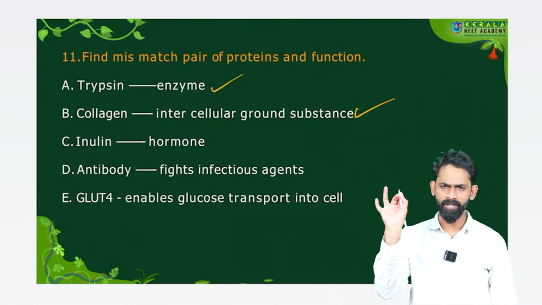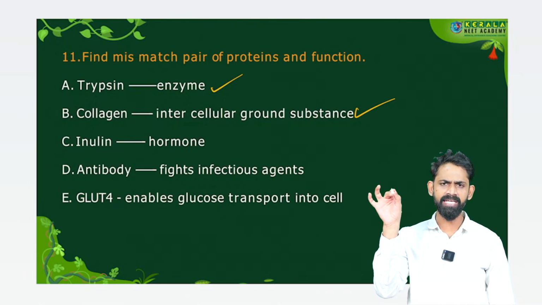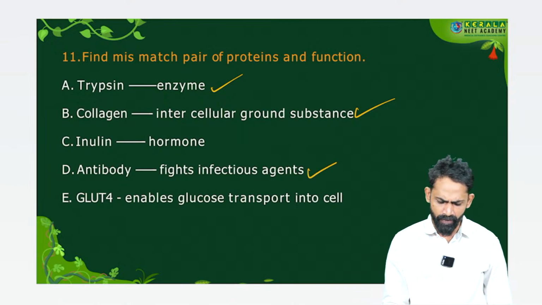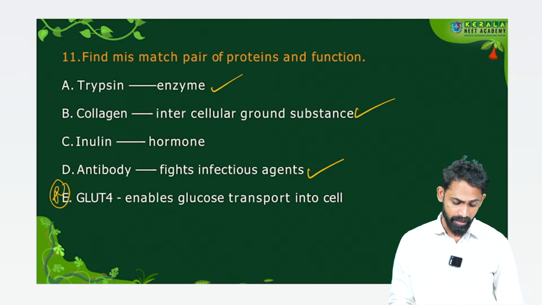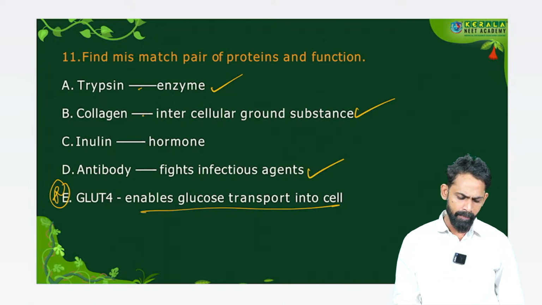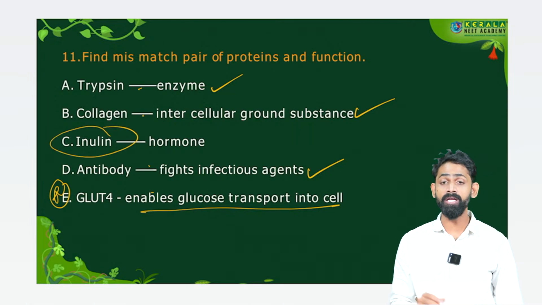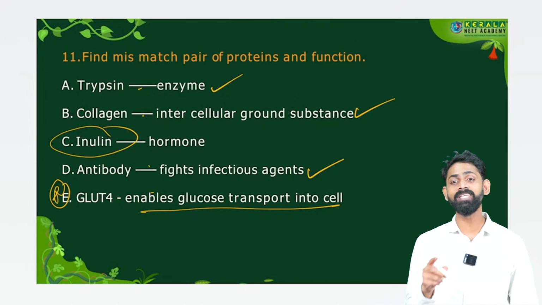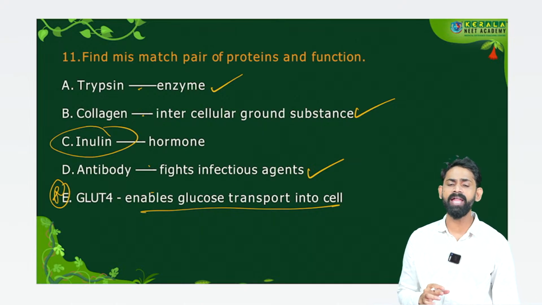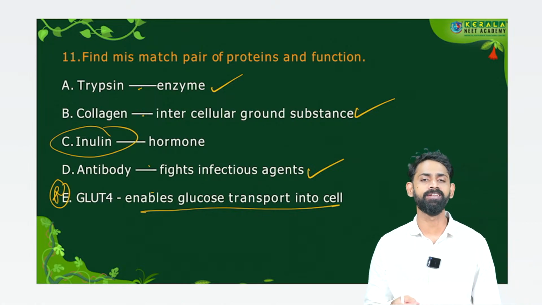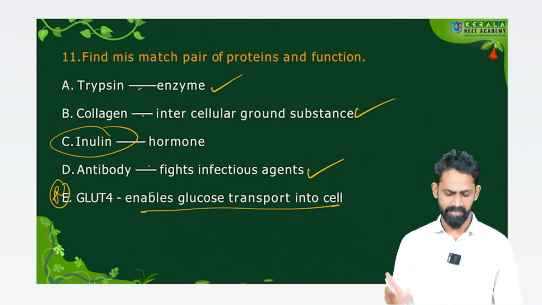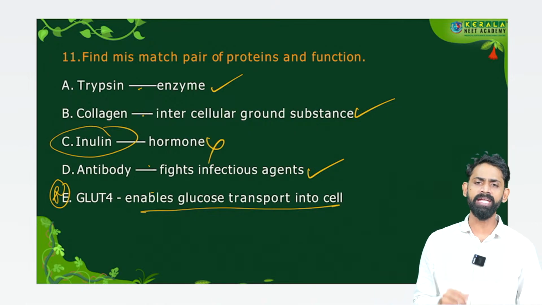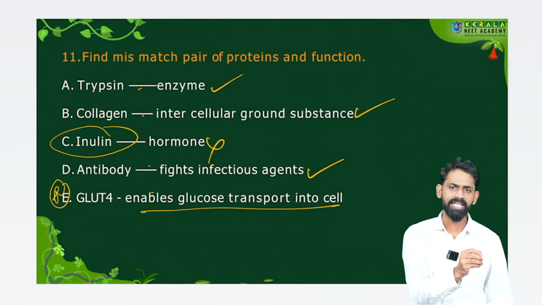Next, antibody. If you remember, IgG, IgM, IgA, IgD and IgE. So, infection-fighting antibodies. GLUT4 is important, it enables glucose transport. So, A, B, D, E are correct. This is not insulin, that is inulin. While you are reading this one, don't confuse between inulin and insulin. Inulin is a polysaccharide, insulin is a protein. That is why I made this one wrong, intentionally, to make the difference between inulin and insulin.